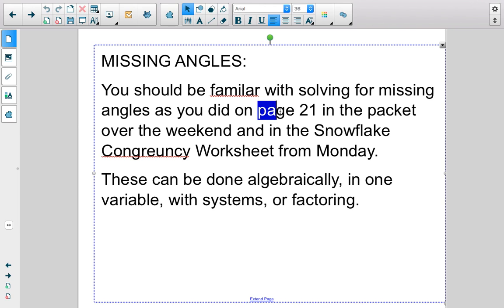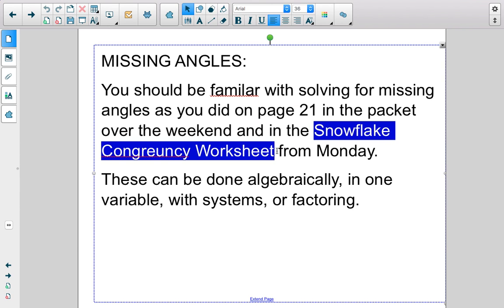Over the weekend, you should have completed page 21 in the packet. Those answers were posted over the weekend, and the snowflake congruency worksheet that you just did yesterday in class, those answers are also posted on Blackboard. Please take a look at them.